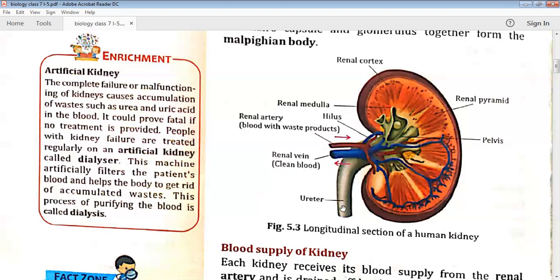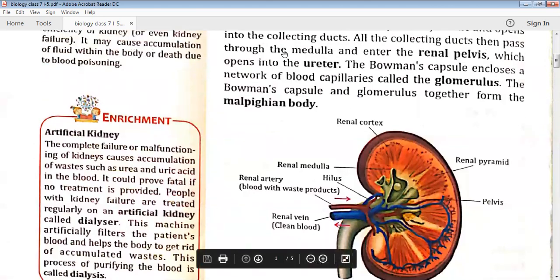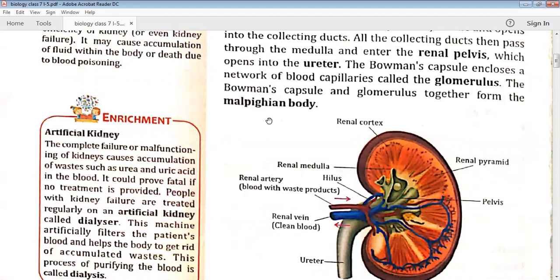So the Bowman's capsule continues as a narrow convoluted, means twisted, tubule and opens into a collecting duct. All the collecting ducts then pass through the medulla and enter the renal pelvis, which opens into the ureter. The Bowman's capsule encloses a network of blood capillaries known as glomerulus, and Bowman's capsule and glomerulus together form the Malpighian body. This term is going to come again and again, Malpighian body.